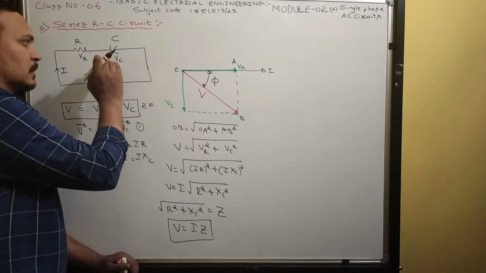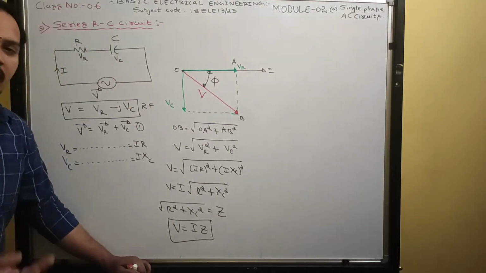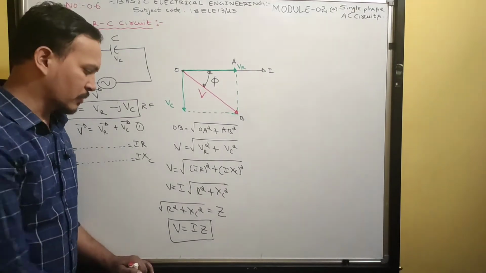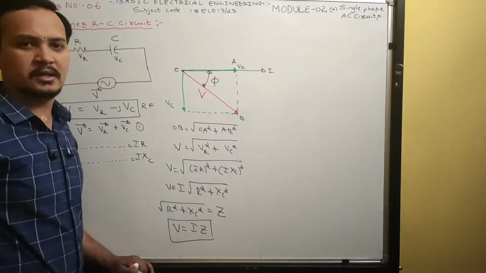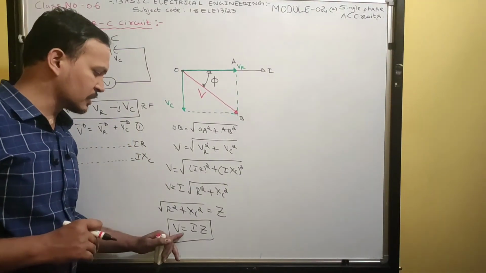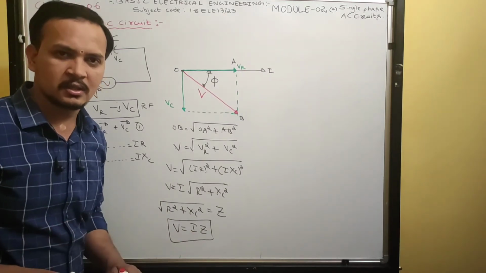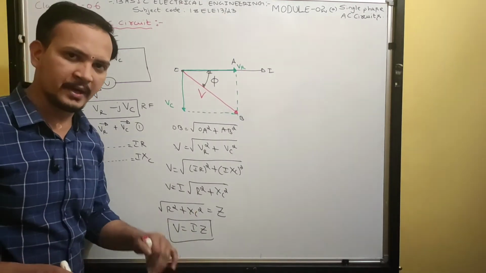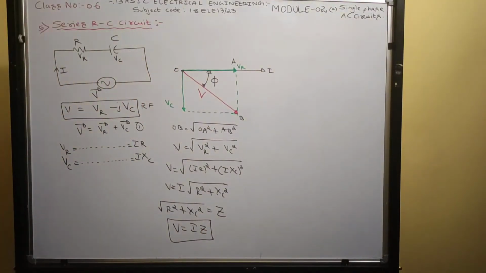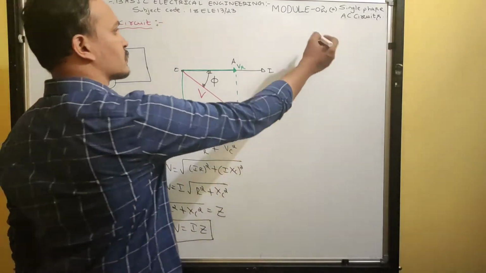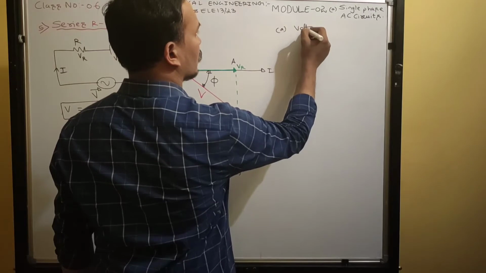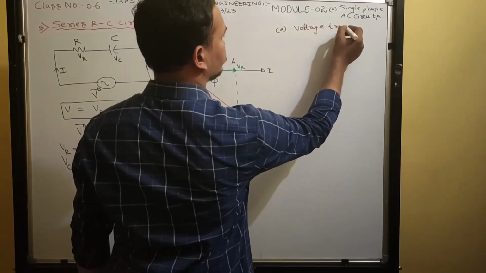Whether it is an RL circuit, RC circuit, RLC circuit, parallel RL, parallel RC or parallel RLC, whatever it may be, the overall voltage connected is I into Z. In a DC circuit you write V equal to current into resistance; in AC you should write impedance. So we got this. Next we should write the voltage triangle. Next, number A is the voltage triangle.